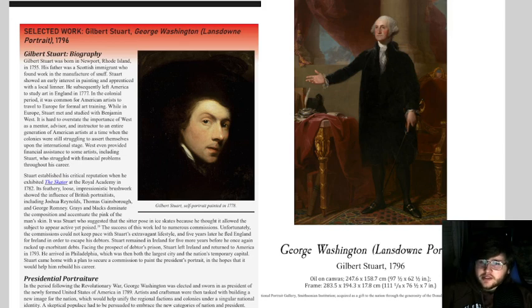It was hard to overstate the importance of West as a mentor, advisor, and instructor to the entire generation of American artists at the time, when the colonies were still struggling to assert themselves upon the international stage. West even provided financial assistance to some artists, including Stuart, who struggled with financial problems throughout his career.